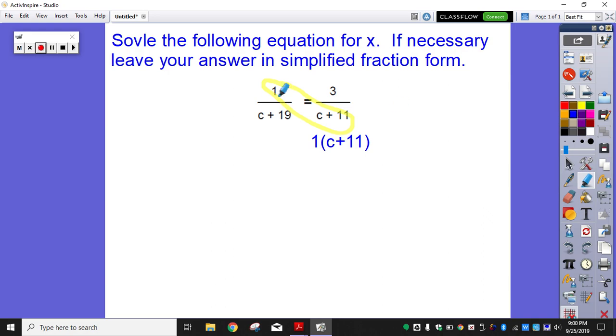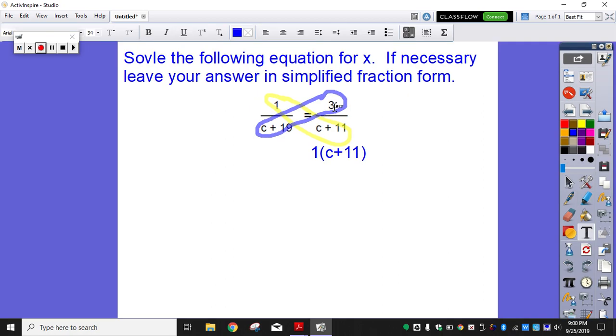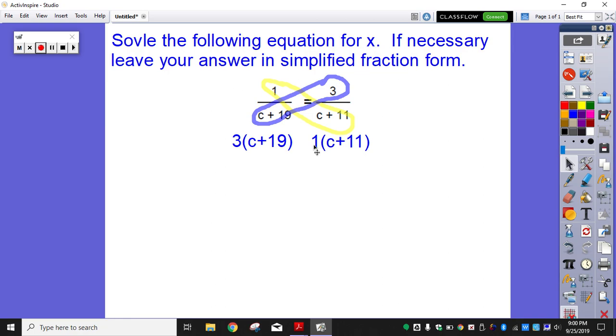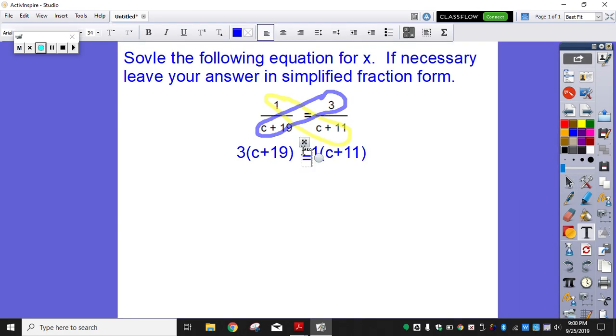I do the same thing with the other diagonal here. One denominator, one numerator. And so what that looks like is 3 times c plus 19. And I use parentheses to demonstrate that operation. Now, the question is, what goes between these two products? Well, this equal sign is still a true relationship because when you cross multiply in a proportion, the products are still equal. So all I need between these is an equal sign.